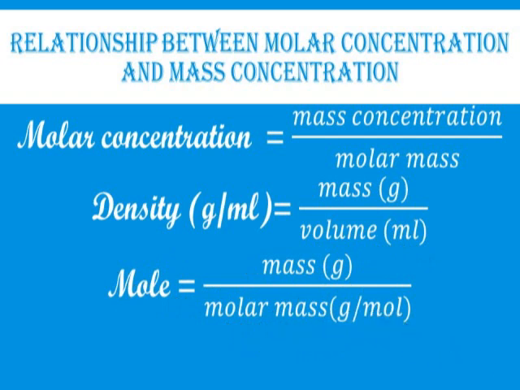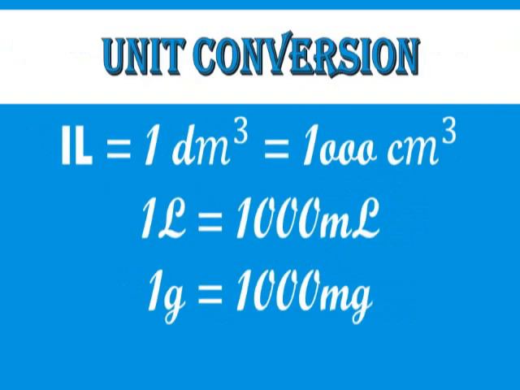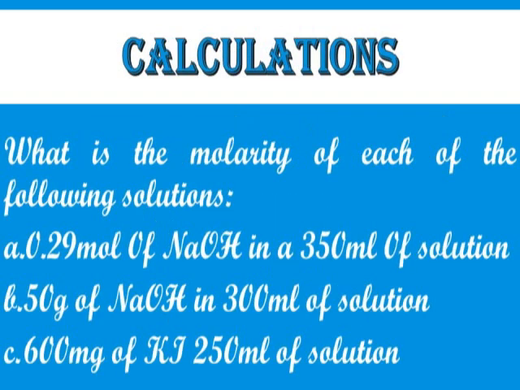There are also some units that are important in the course of this molarity calculation. Let's look at some of them. 1 liter is equal to 1 dm cube, which is equal to 1000 cm cube. It's important to also note that 1 liter is equal to 1000 milliliter, and then 1 kilogram is equal to 1000 gram.